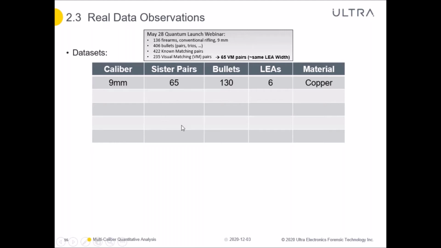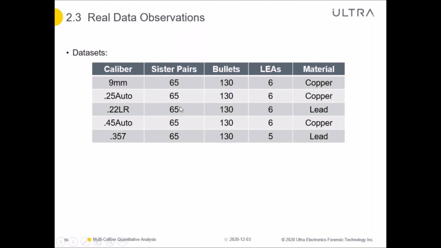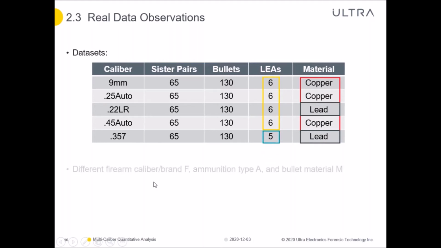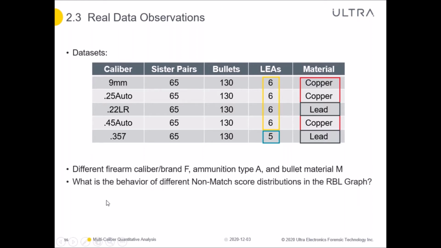Now, for consistency, we acquired the same amount of sister pairs for all the other 4 calibers. In all those 5 datasets, I have 2 different materials, and I have 2 different groups of numbers of lands, 6 and 5. No need to say that in those 5 datasets, we have different calibers and brands, different ammunition types, and different materials. Now, if we go back to our question: what is the behavior of different non-matching score distributions on the RBL graph?